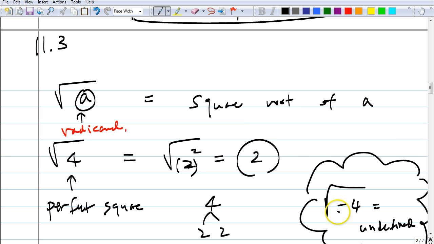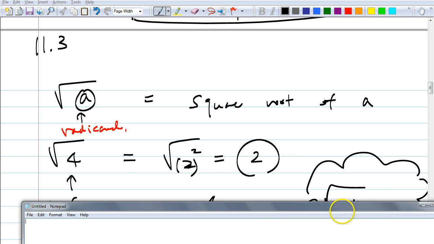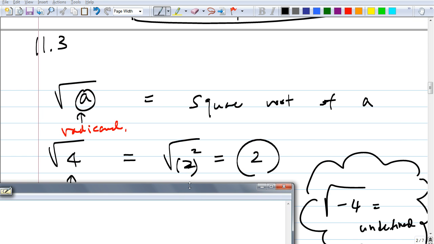I wrote this down. Anybody see why I wrote that the square root of -4 is undefined? This was in the video. Who remembers what I said? Why is the square root of -4 undefined? Well, isn't 4 a perfect square? Derek, why did I say it was undefined? Because you can't have a square of a negative, because both numbers would have to be either negative or positive. Exactly. They would still be equal.